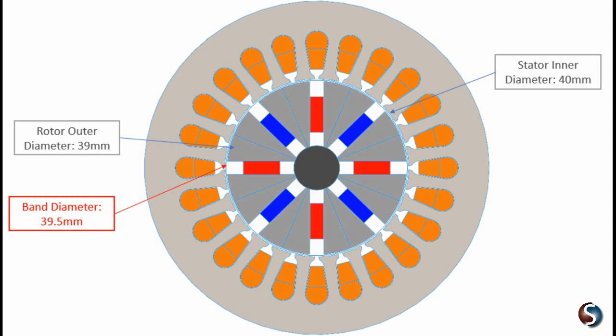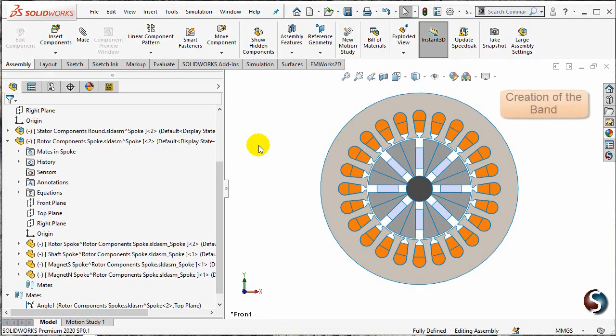To well define the motion inside SOLIDWORKS 2D, it's important to add a band which envelops all the rotatory parts. The band should preferably be in the middle of the air gap between both the rotor and stator parts. We first add a new part and name it band.